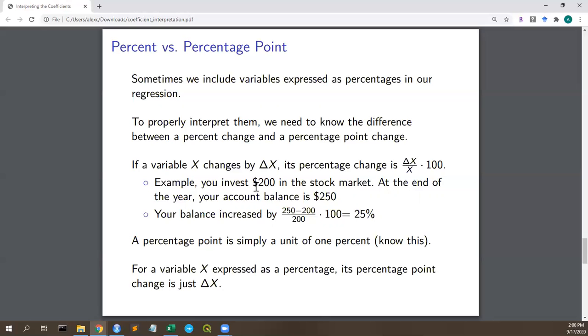So here's an example about investing in the stock market. A percentage point is simply a unit of 1%. So for example, if 40% of my wealth is in stocks, and I want a 1 percentage point increase, that would go from 40 to 41. Whereas a 1% increase, rather than a 1 percentage point increase, would be 1 divided by 40 times 100. And whatever that happens to be mathematically would be the percent increase.